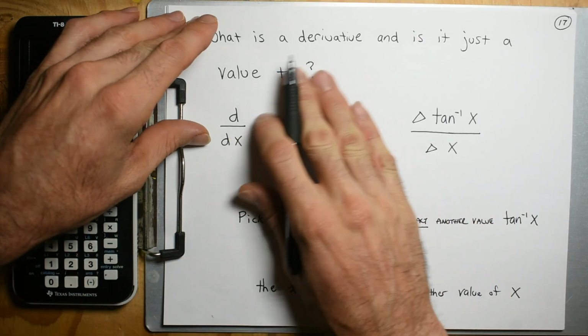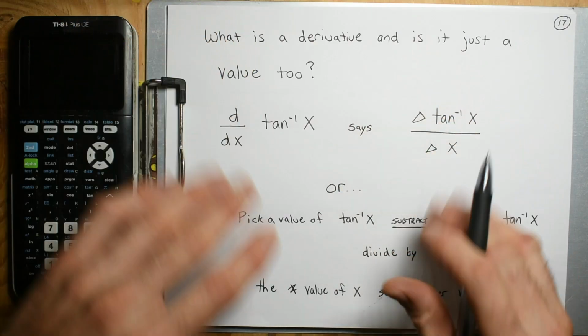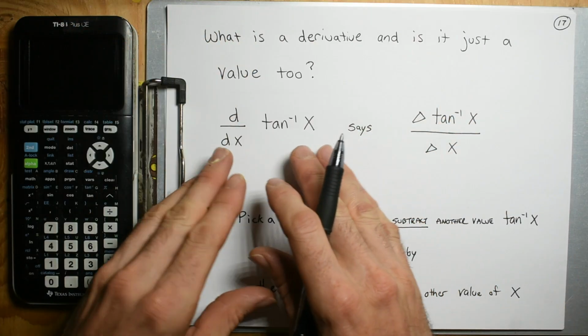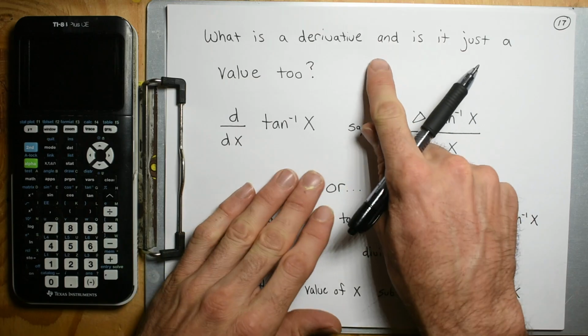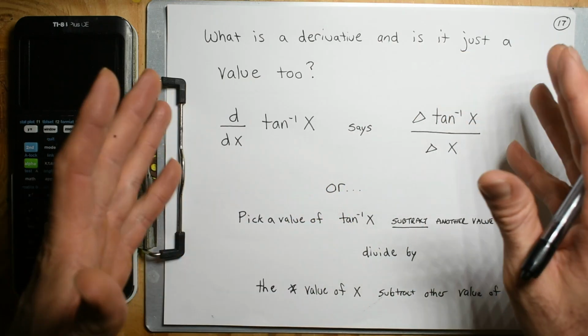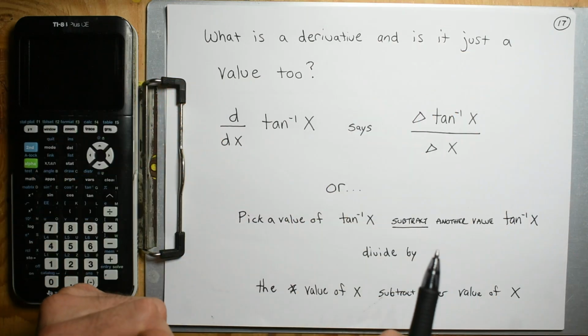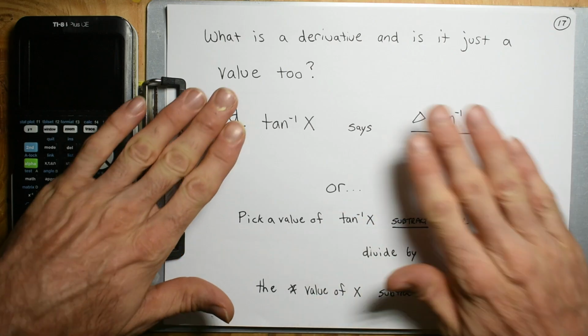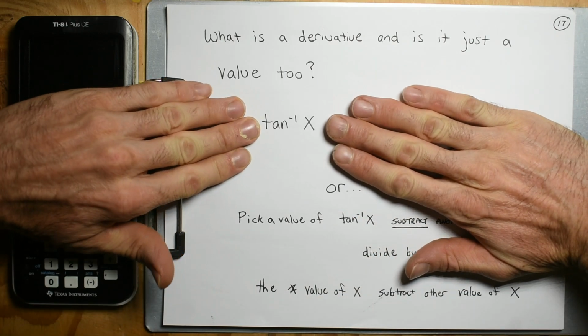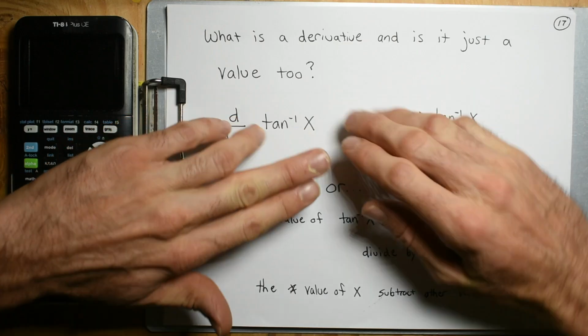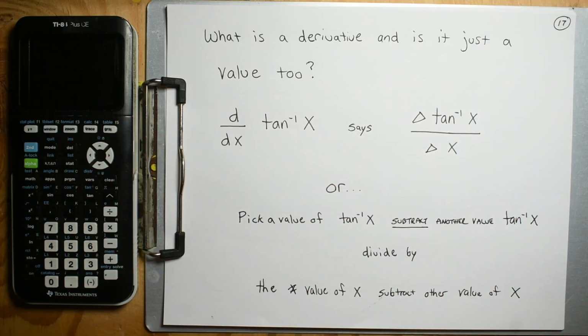All right, so what is a derivative? We're finally getting into it. How do you say it? What is it? And is it just a value too? I kind of hinted at that, yes. So what was this part? This said if I know the ratio, and yeah, we peeled oranges. We're just disgusting fingers. Sorry about that.